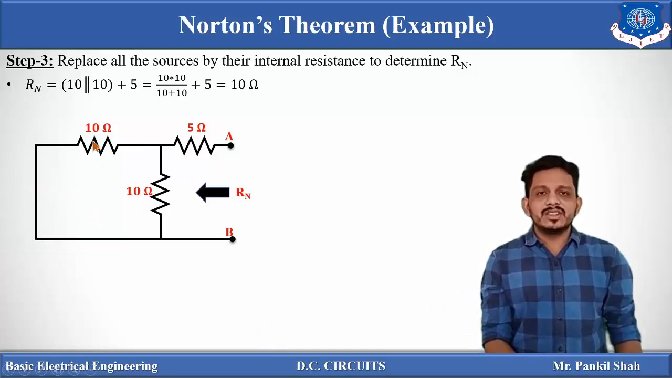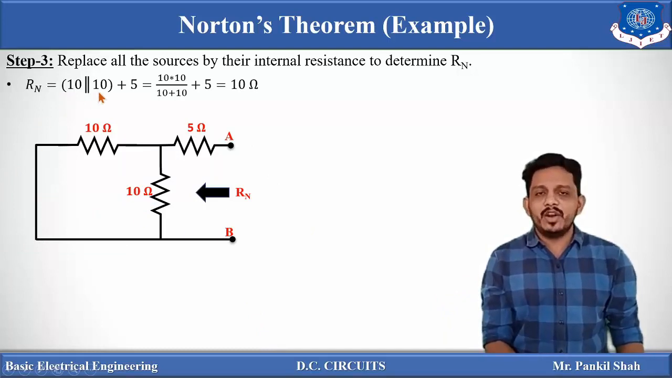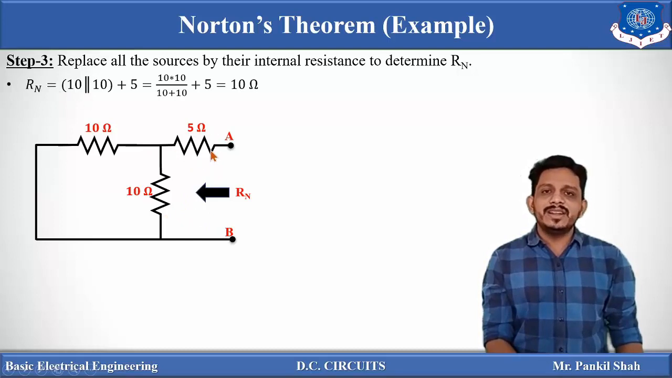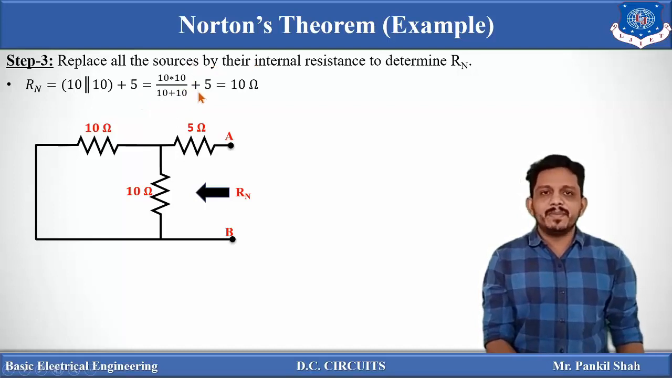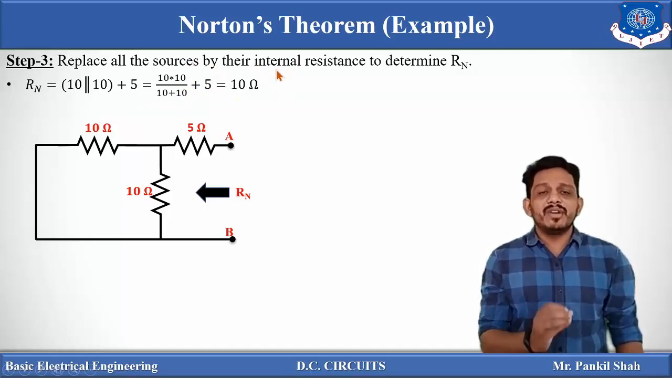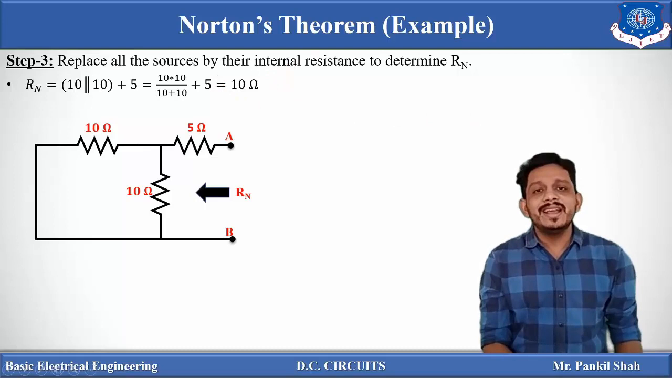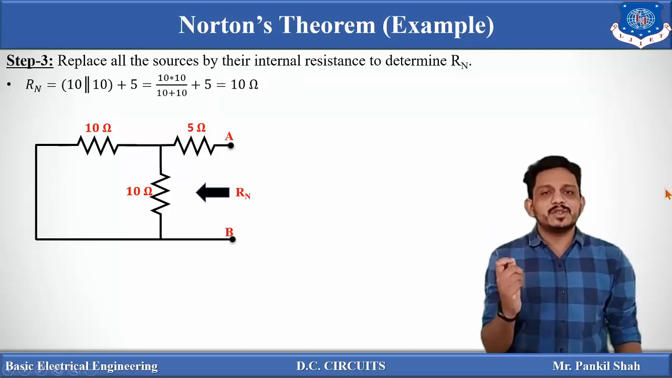So these two resistances are in parallel. 10 ohm and 10 ohm are in parallel, and their answer will be in series with this 5 ohm. 10 and 10 in parallel can be solved by product by sum, 10 into 10 upon 10 plus 10, plus 5, and the answer will be 5 ohm. So we obtain the Norton's equivalent resistance as 5 ohm.